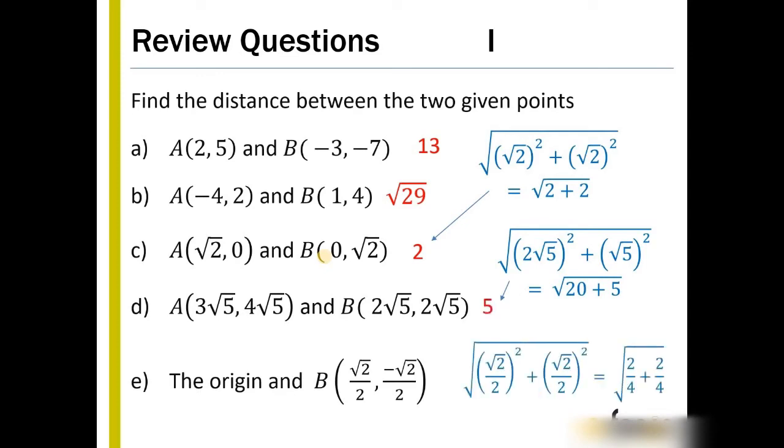For E, we end up with the square root of (√2 over 2) squared plus (√2 over 2) squared, which is the square root of 2 over 4 plus 2 over 4, which is 1.